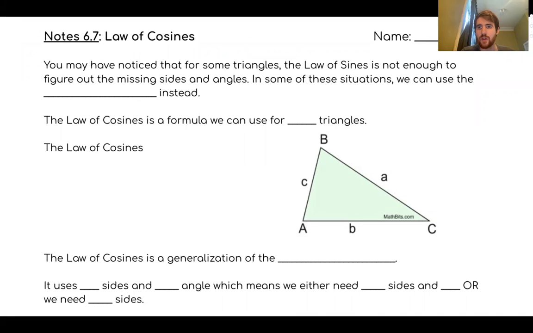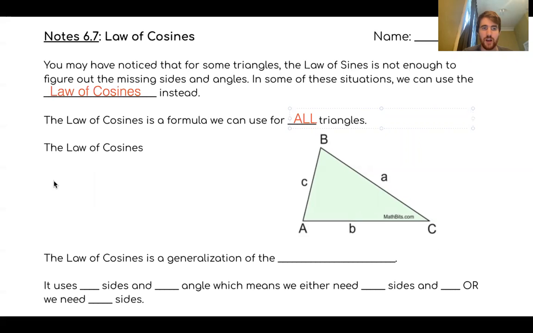All right, so you may have noticed last time that the law of sines is not enough to figure out the missing information for all triangles. In some of these situations where the law of sines isn't enough, we can use the law of cosines instead. The law of cosines, like the law of sines, is a formula we can use for all triangles, not just right triangles, which is, again, pretty cool.